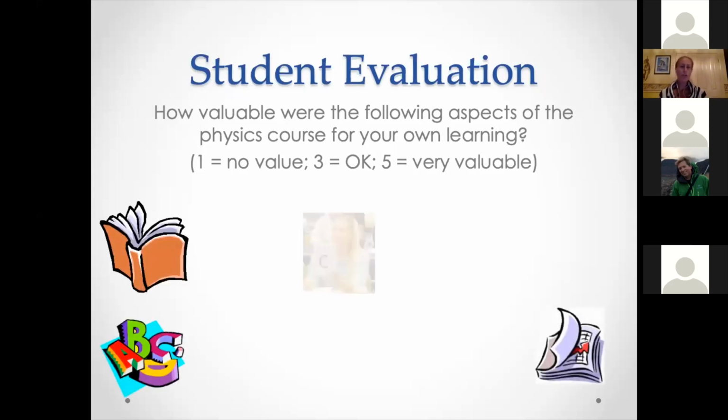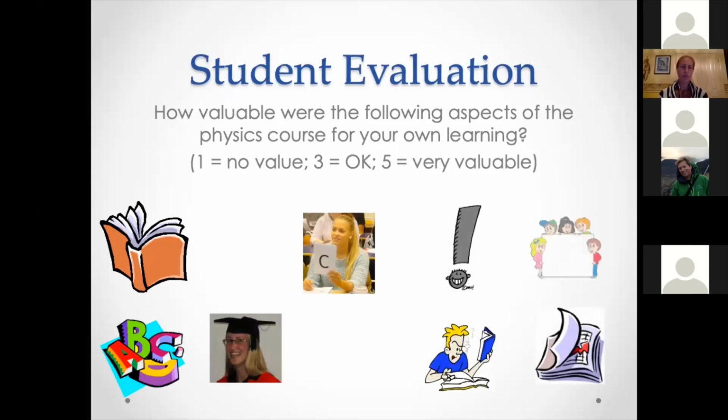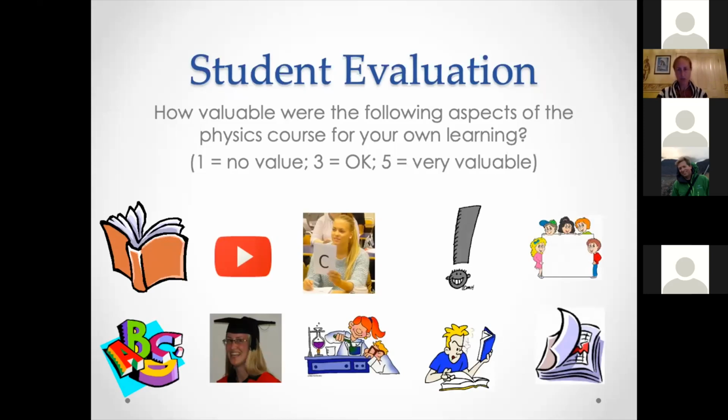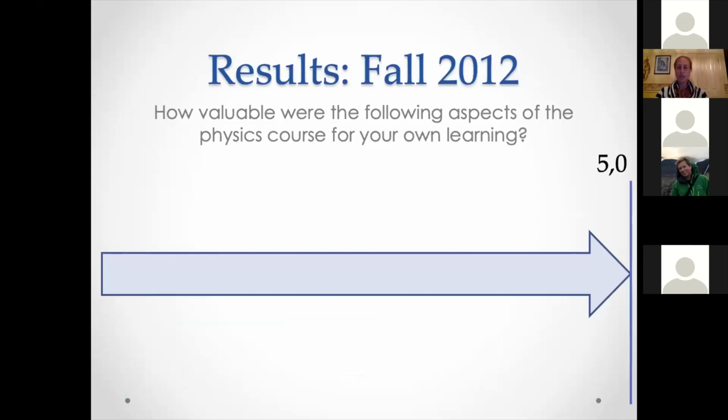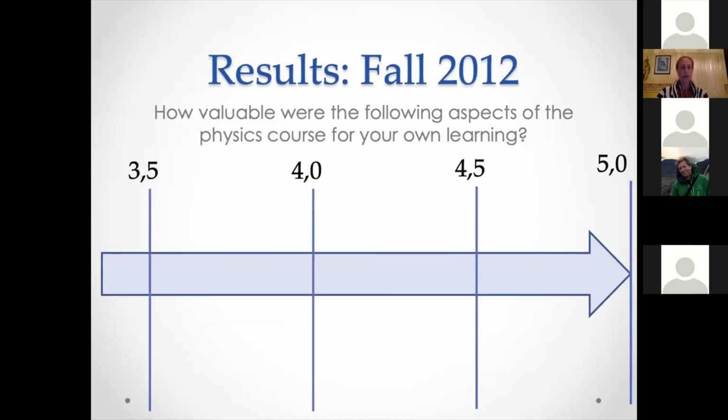So one of the questions on the student evaluation form was, how valuable were the following aspects of the physics course for your own learning? So I used 10 different aspects. It doesn't matter if you don't remember all of them. I'll be mentioning the most important ones. Now, in fall 2012, the first point to note is that of all of those different aspects of the course, none of them got an average score of less than 3.4 out of 5. So all of them had some value.